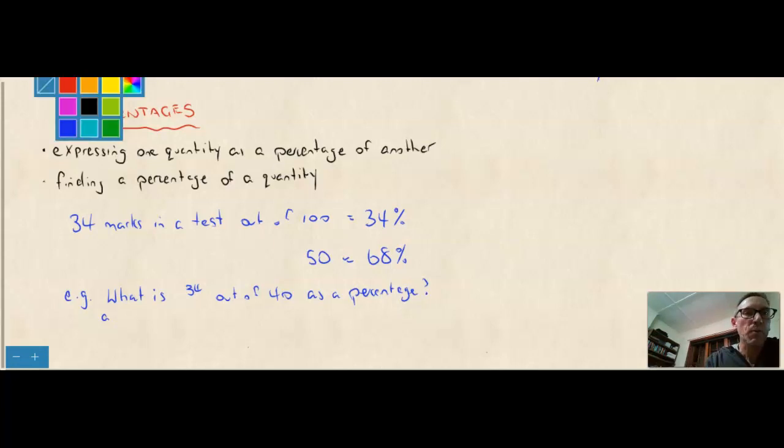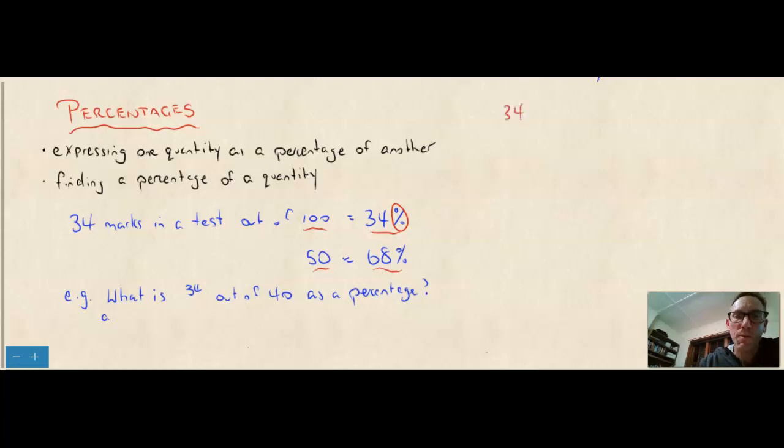Well, look over here. We weren't having too much trouble with these, were we? 34 out of 100, right? We know that 34%, that guy there is out of 100, special fraction. 34 out of 50, in our heads, we imagined 68 out of 100, didn't we? So that was no trouble. 34 out of 40, not as straightforward. But let's figure out how we'll do this.